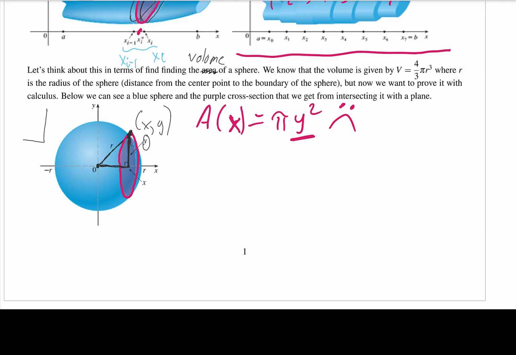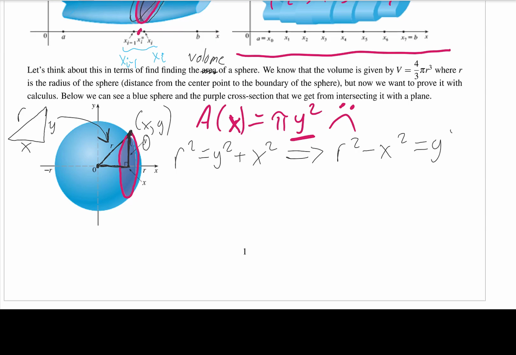So let me bring this triangle out to the side where maybe we can see it a little bit better. So what I'm drawing right here is the same triangle as what I'm pointing to. So this has a hypotenuse of r, a height of y, and a base of x. Okay, well, by Pythagorean theorem, we know that r squared is equal to y squared plus x squared. And so now if I subtract x squared over to the other side, I have something to plug in for y squared in my A of x formula. So this is going to be r squared minus x squared equals y squared.